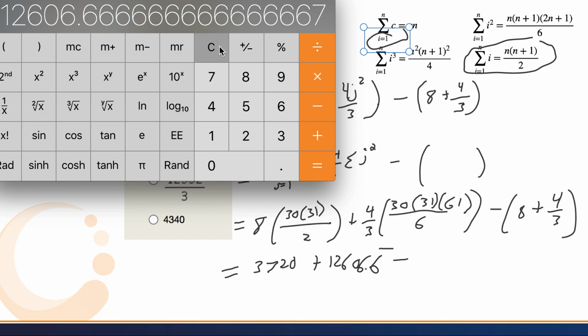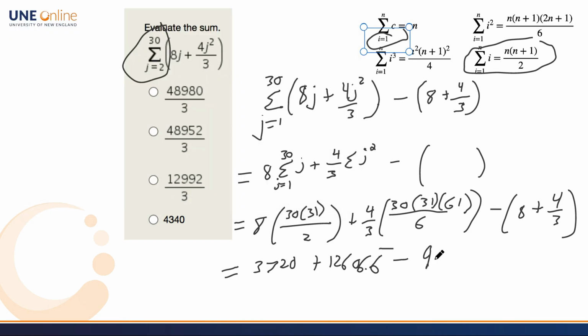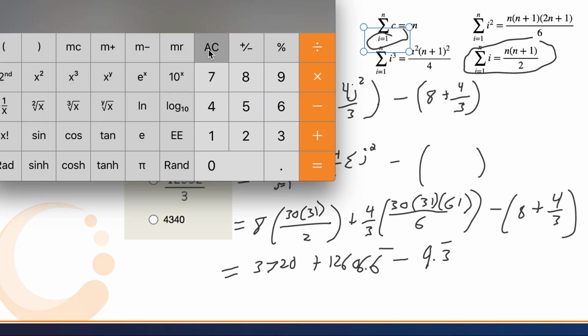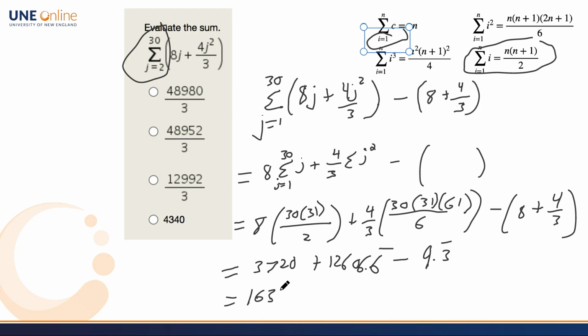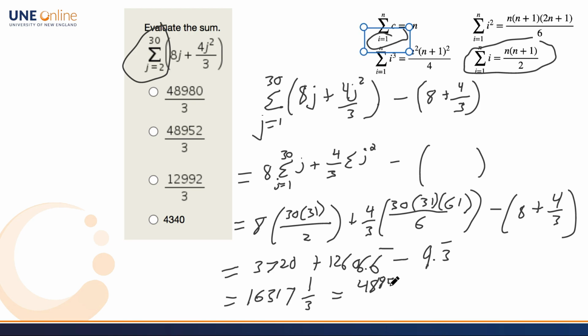And then if you simplify this over here, 4/3 plus 8, that's 9.3 repeating. So we have, as a mixed number, 16,317 and 1/3, or as an improper fraction, 3 times the whole part, 3 times 16,317 plus the 1 up top. We have 48,952 over 3.